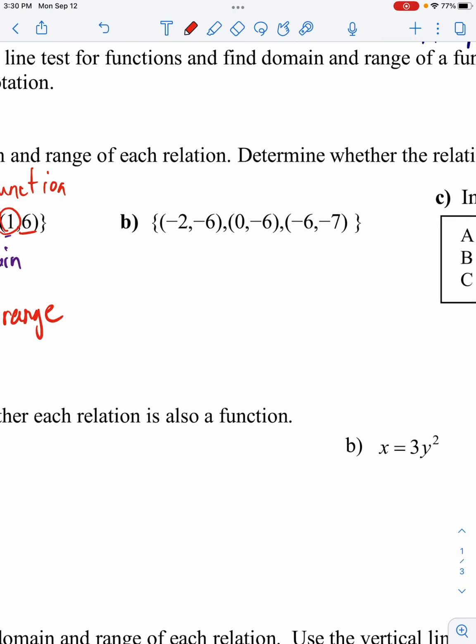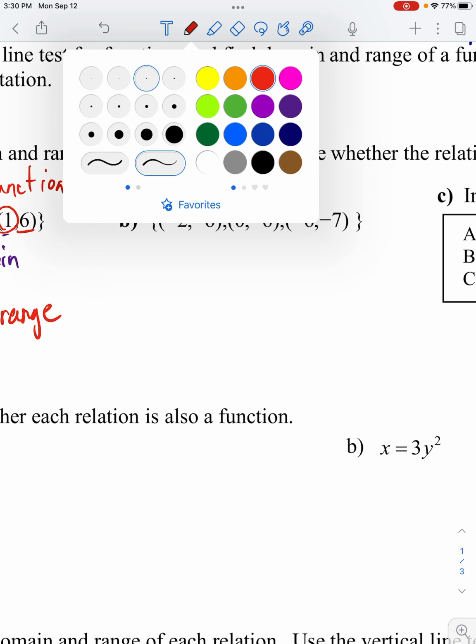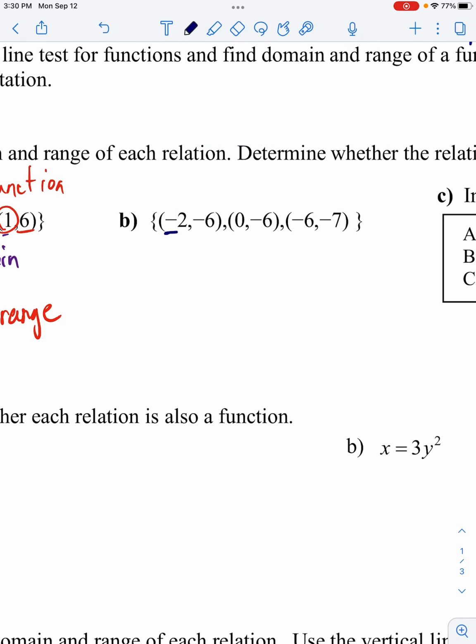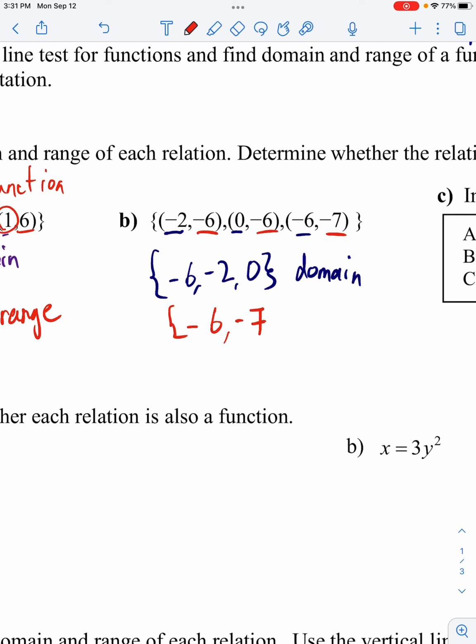Over here, part B, let's determine my domain. I have -2, 0, and -6 are all my x values. So -6, -2, and 0 is my domain. That's my domain. My range, let me switch colors. Underline all my y values. So I have -6, repeats twice, and -7. So this is my range.